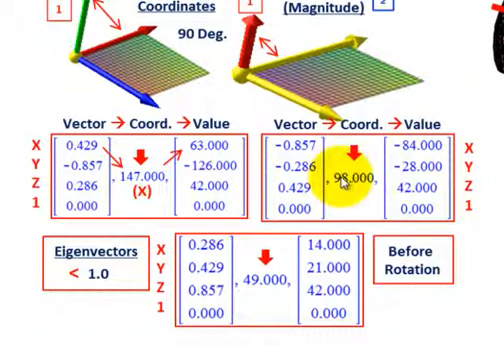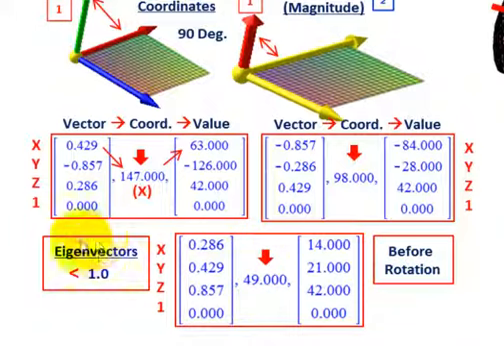So you would have done that for, in this case, we had 98 here for eigenvalue, and then 49 here for eigenvalue. Again, here's your vector position, X, Y, Z, times your eigenvalue gives you your eigenvalue X, Y, Z position. And that's before the rotation.